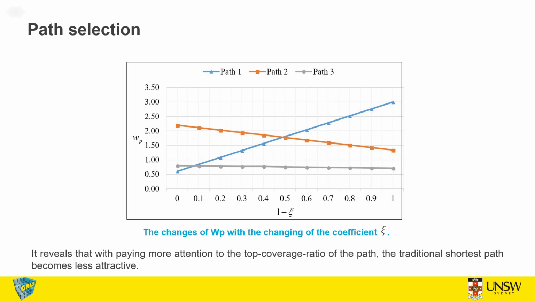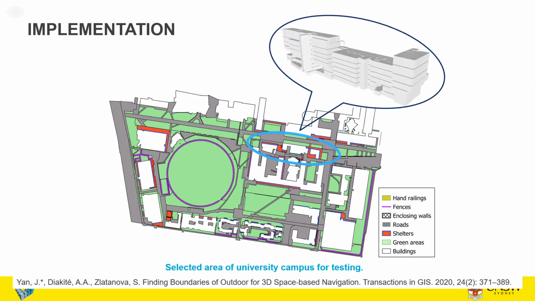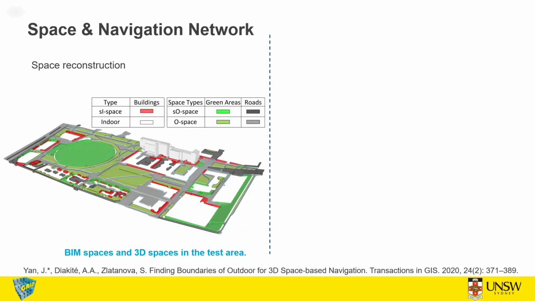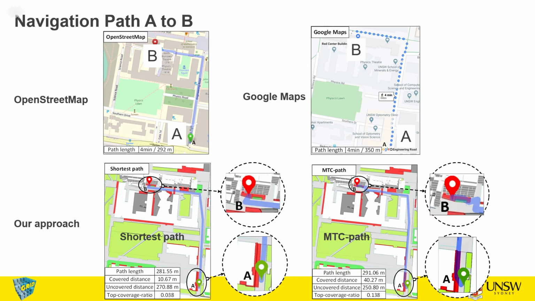We implemented the proposed theories on part of the USW campus, in which the indoor part is a beam model. We reconstructed semi-indoor space, semi-outdoor, and outdoor spaces in the selected area. Using the 4 types of spaces together, the navigation network was extracted based on duality. Finally, we computed 2 navigation cases.